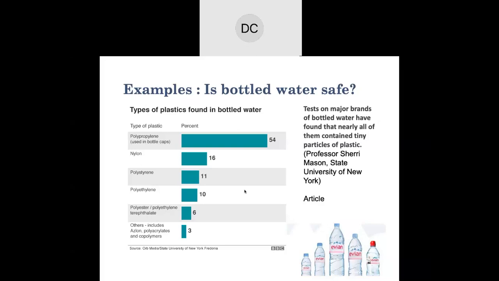Yang ini pula contoh simple. Jadi nanti saya akan masukkan the paper in the e-lib lah. For example, dia buat contoh, adakah is bottled water safe? Air yang awak minum dalam botol tu selamat. So ini study yang dibuat oleh Professor Sherry Mason from State University of New York. Okay, dia gunakan beberapa jenis major brand lah.